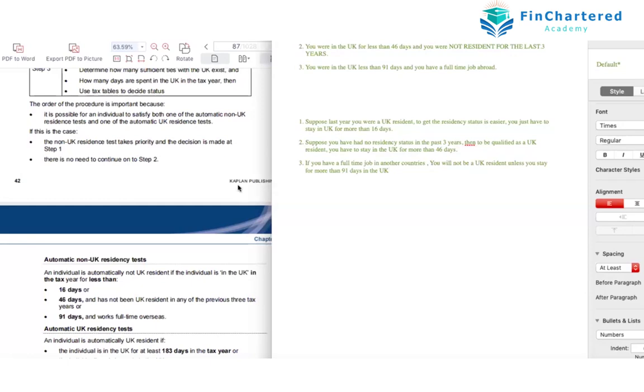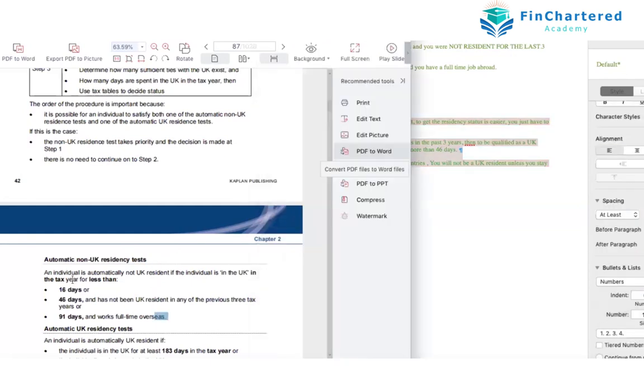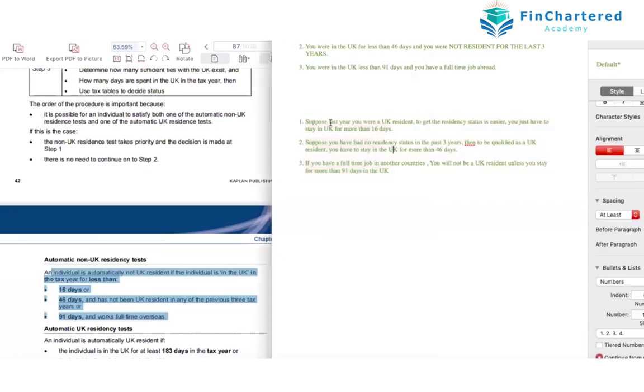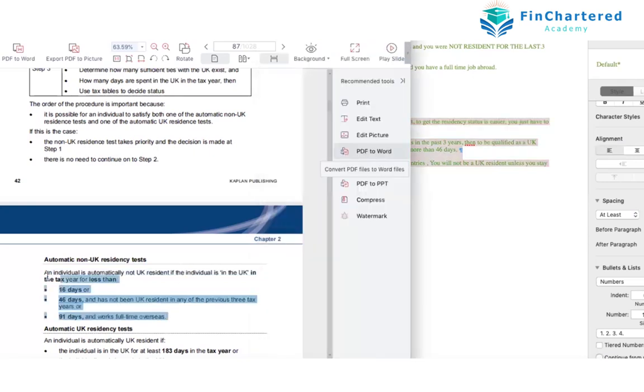But again, this is the non-residency test. We will also look at certain criteria. Probably these words are a little misleading, but I've put this so you understand the non-UK residency. When will you not be a UK resident? The reason I've used these words is to understand why 46 days if you were not a resident in the UK for the past 3 years. If you were not a resident in the UK for the past 3 years, obviously you have to stay more. Within 16 days, you'll not be counted as a resident. So the reason I've put this is so you understand this.